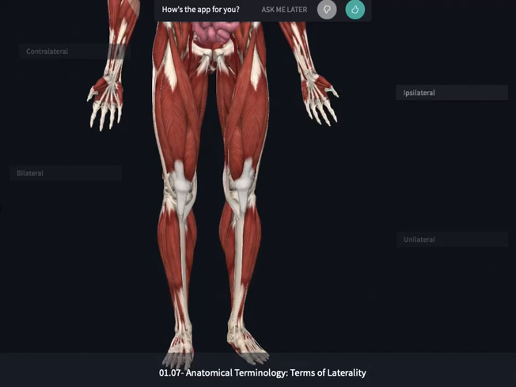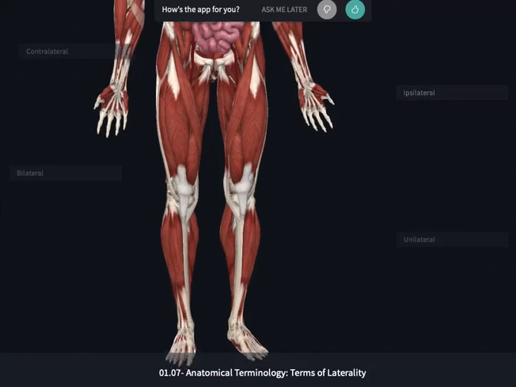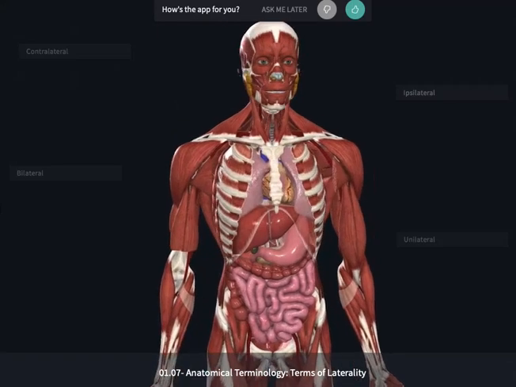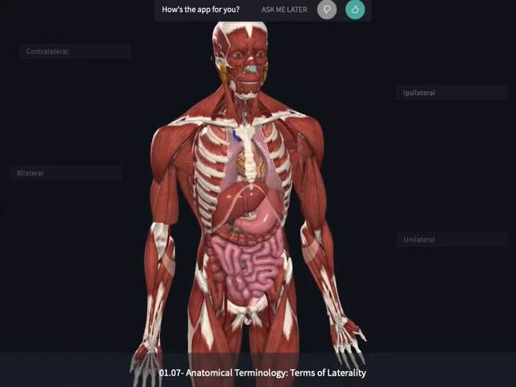So these terms are going to simply describe relationships but not be paired like the terms of relationship before. These are now terms of laterality.